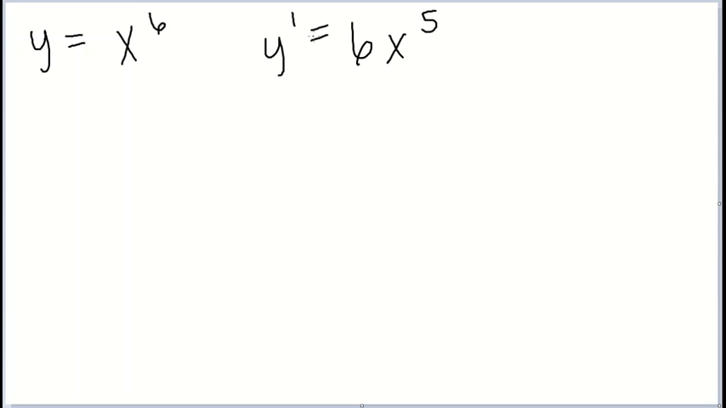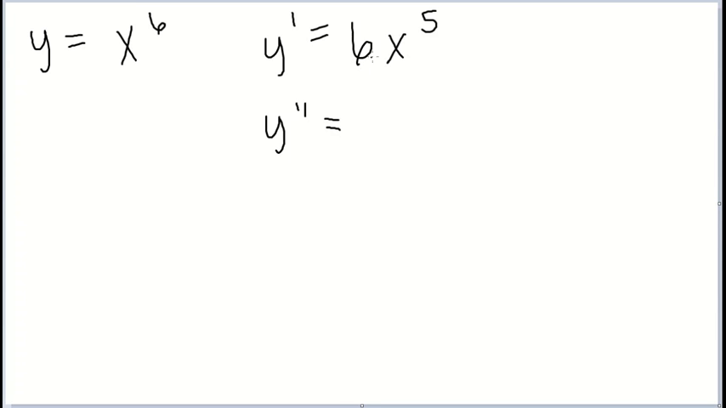But now, what if I wanted to find y double prime, or the second derivative of y? And so that process is the exact same. If you want to find the second derivative of some function, you just take the derivative twice. Or you find the first derivative, and then you take the derivative of that, and that will give you the second derivative. So if we want the second derivative, we're going to take the derivative of the first derivative.